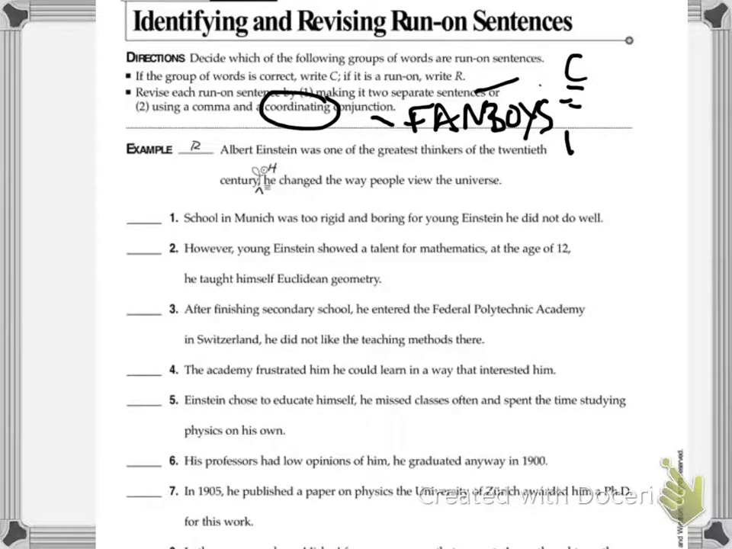All right, so the first one here, we have, school in Munich was too rigid and boring for young Einstein. He did not do well. So the first thing to figure out if it's a run-on sentence, you should figure out where the subject and verbs are. So we have school was, and then he did do kind of go together as the verb phrase. Oh, that looks like a smiley face.